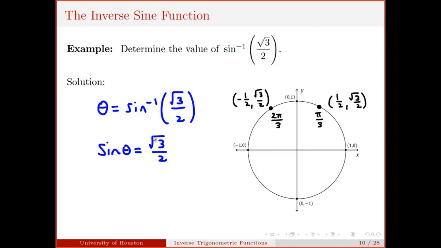There are two angles theta whose corresponding points on the unit circle have a y-coordinate of square root of 3 over 2. One when theta is pi over 3, and the other when theta is 2 pi over 3. However, since we're finding sine inverse of a positive number, we will always choose the angle in quadrant 1, which is pi over 3. Therefore, sine inverse of square root of 3 over 2 equals pi over 3.